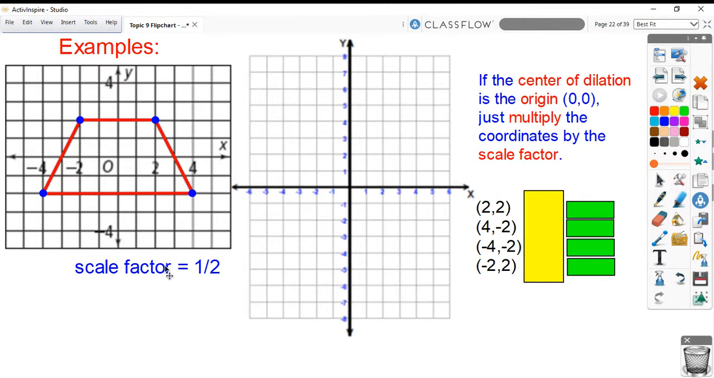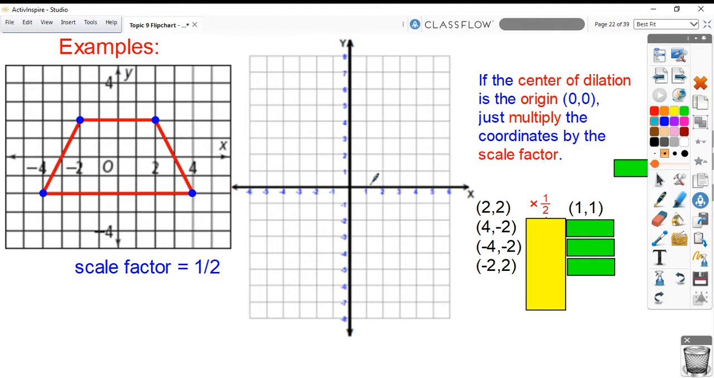It tells us on here that our scale factor is 1/2. So we're going to look at our coordinates. Our original coordinates are (2, 2), (4, -2), (-4, -2), and (-2, 2). That's our 4 coordinates on this, which is a trapezoid. The shape on our original graph is a trapezoid. With a scale factor of 1/2, we're going to take those coordinates and multiply everything times 1/2. So 2 times 1/2 is 1. 2 times 1/2 again is 1. So our new point there is going to be (1, 1).